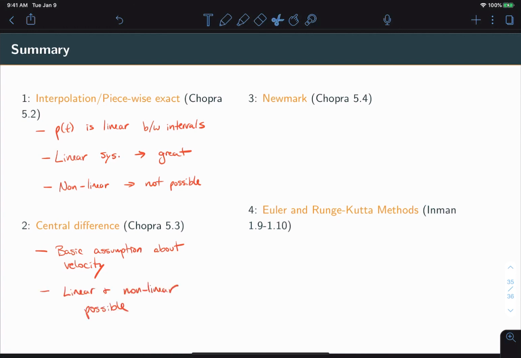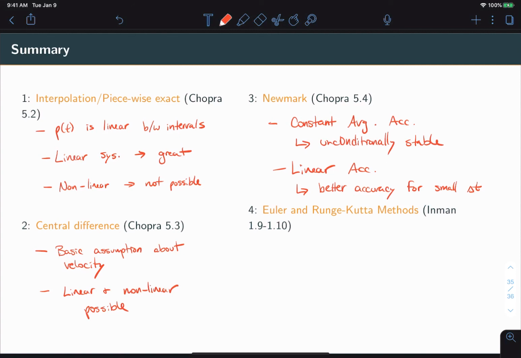Newmark's method has 2 variations, constant average acceleration and linear acceleration. These, as the name suggests, make assumptions about the behavior of the acceleration in between time intervals. It is possible to implement both of these for nonlinear systems, although we did not cover explicitly how to do that, but they also perform very well for linear systems. The constant average acceleration has the advantage that it is unconditionally stable. The linear acceleration has better accuracy for small delta t's.